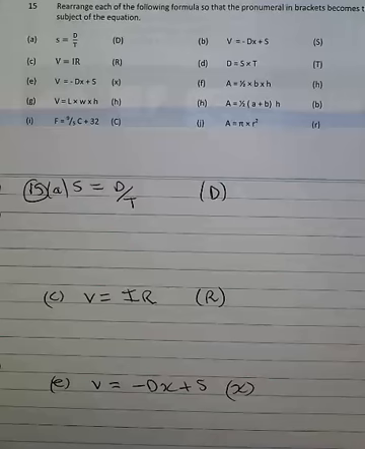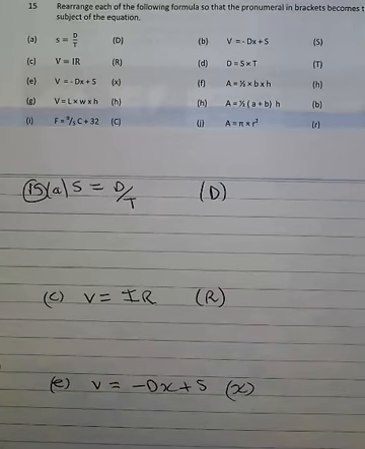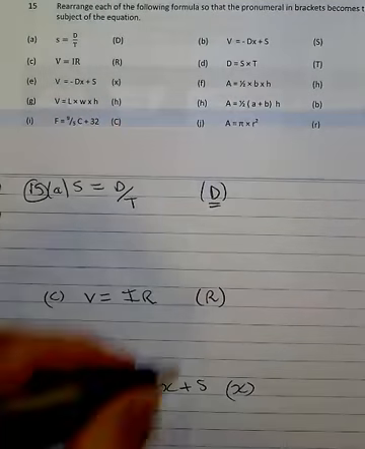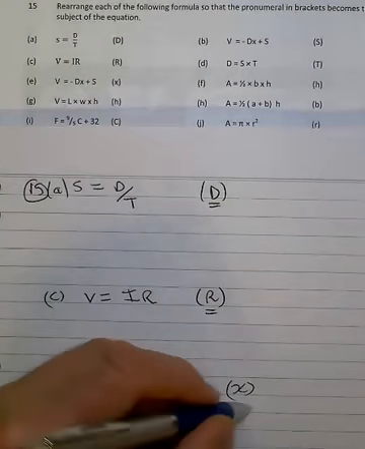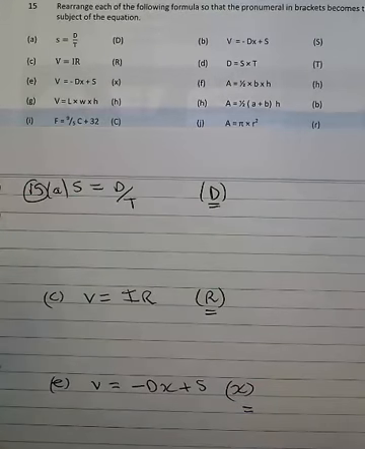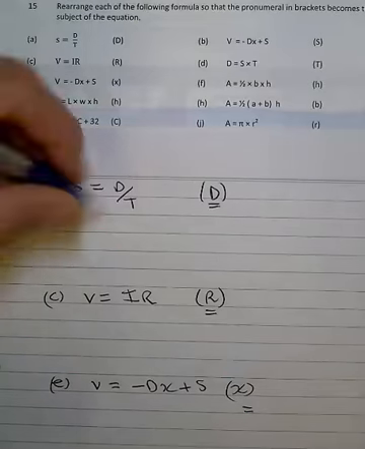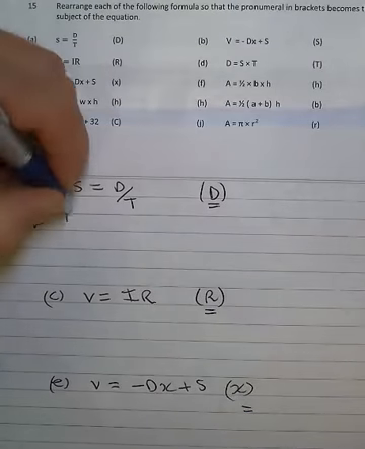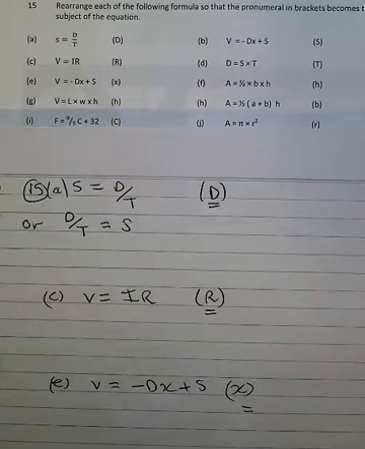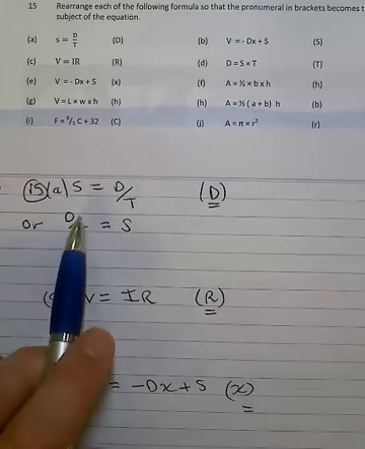In question 15, you're asked to transpose or rearrange each of the equations so that you have an answer that says D is equal to, R is equal to, or X is equal to. Now, in each of these instances, a lot of people will find it easier if we rewrite it so that the term in question is on the left-hand side. Now, I'm not doing anything weird or tricky here. I'm simply rewriting it to read from right to left.